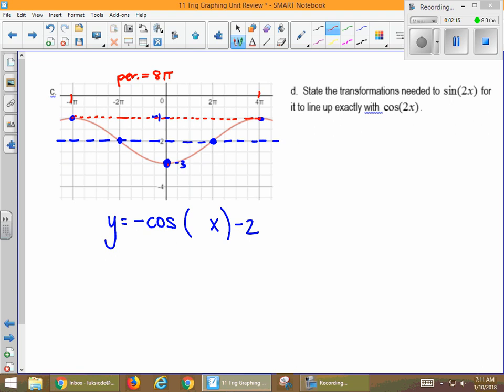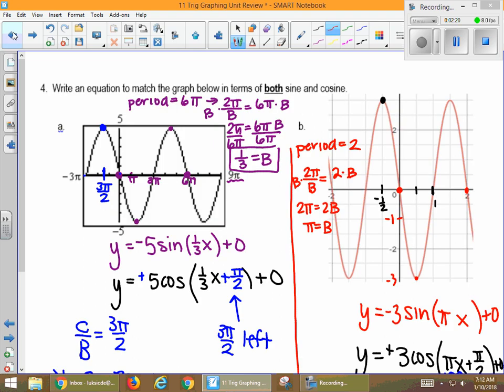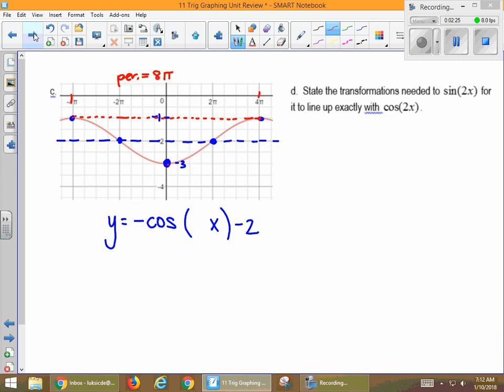So just like the last problem, the math we do there, flip back, the period was 6 pi, we did 2 pi divided by b equals the period of our function. So 2 pi divided by b equals 8 pi. Multiply both sides by b, 2 pi equals 8 pi b. And divide both sides by 8 pi. So my pi's cancel, and then I have 2/8. 2/8 is the same as 1/4.